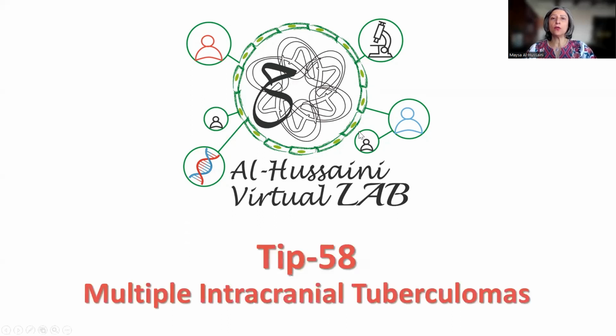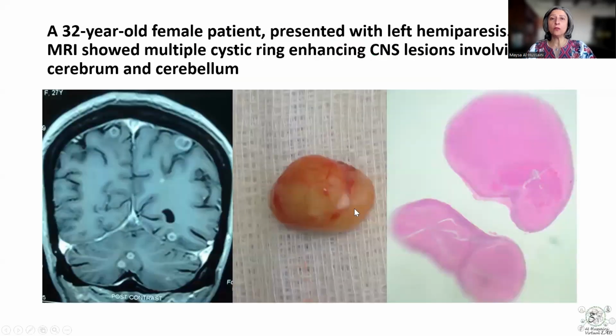Today, I'm going to share with you a very interesting and rare occurrence of multiple intracranial tuberculomas. So this is a case of a 32-year-old female patient who presented with left hemiparesis, and a brain MRI showed multiple cystic ring-enhancing CNS lesions involving the cerebrum and cerebellum. And as you can see here, there are multiple lesions seen both supra- and infratentorially, which are enhancing, and the main differential diagnosis was actually metastasis, with a lesser probability of neurocysticercosis.